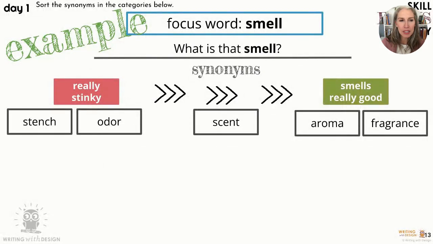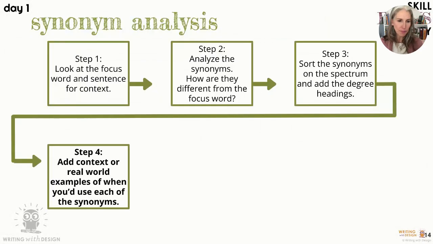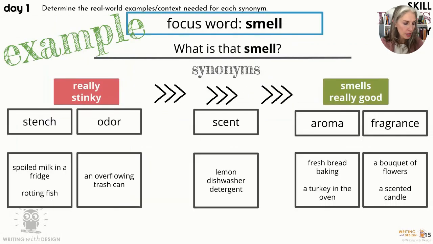So now from here, what we want to do is add context or real world examples of when we would use each of these synonyms. So you can see here that under stench, we have something like spoiled milk in a fridge, right? Or rotting fish, just absolutely putrid smells.